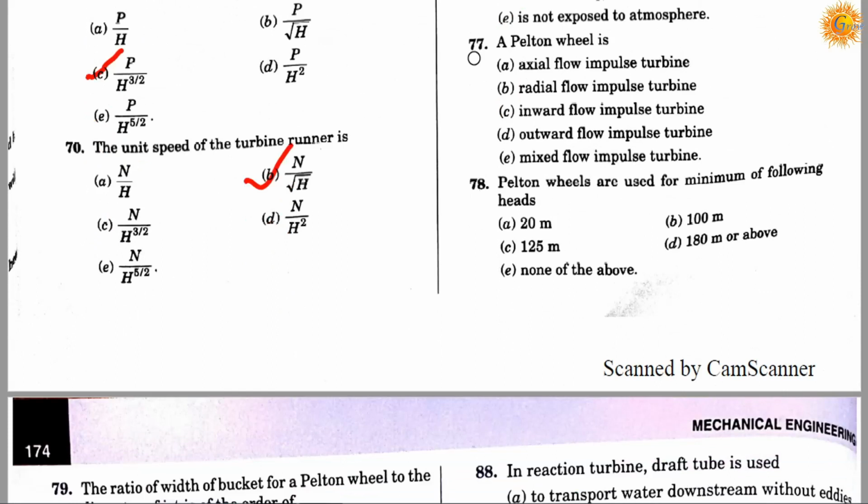Question number 77. A Pelton wheel is: option A, axial flow impulse turbine; option B, radial flow impulse turbine; option C, inward flow impulse turbine; option D, outward flow impulse turbine; and option E is mixed flow impulse turbine. So correct answer is A. A Pelton wheel is an axial flow impulse turbine.